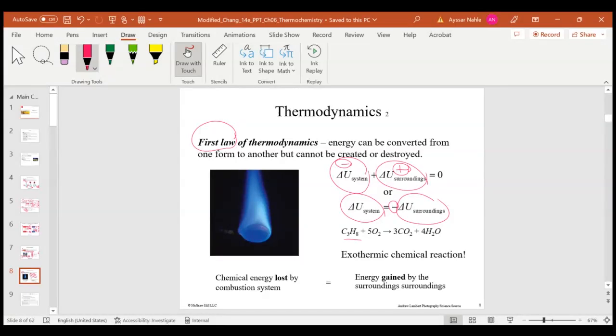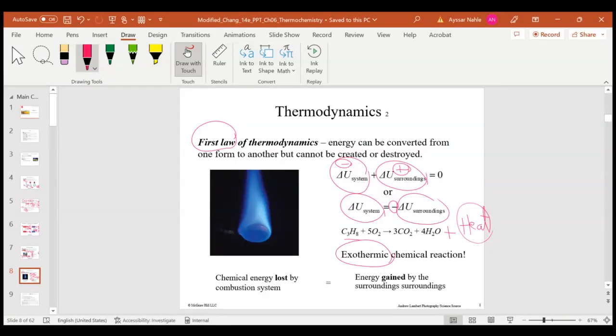Now, look in here, for example, C3H8, that's propane. Propane is a gas, when you burn it, you will obtain CO2 and H2O, plus, of course, you're going to obtain some heat, or energy. Now, since the energy is being released, we will call this reaction an exothermic reaction. So that's an exothermic chemical reaction.